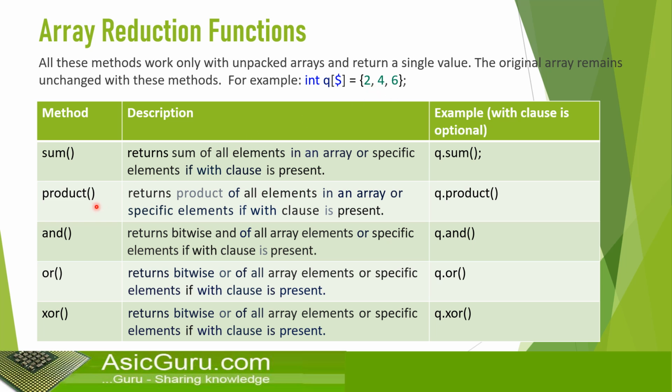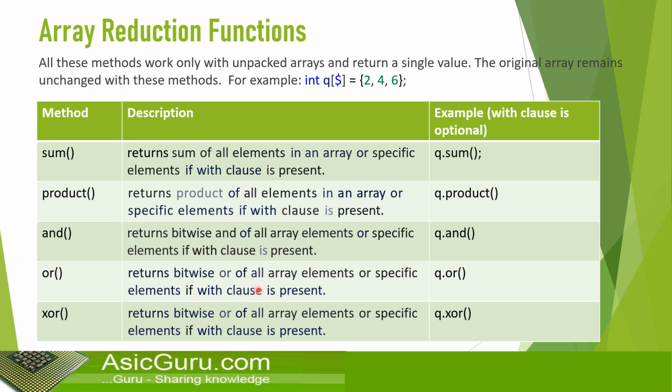Next we have the product function. It would return the product of all the elements. Next we have AND. It would perform a bitwise AND across all the array elements. So this is useful when you are checking if a certain bit pattern is set across all the elements.